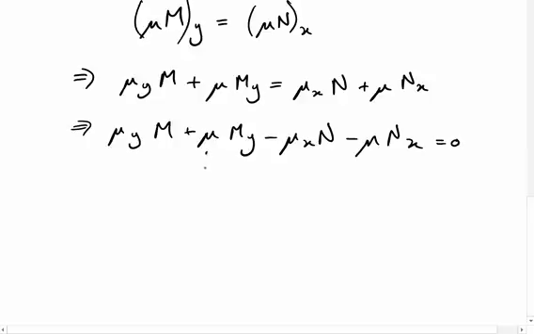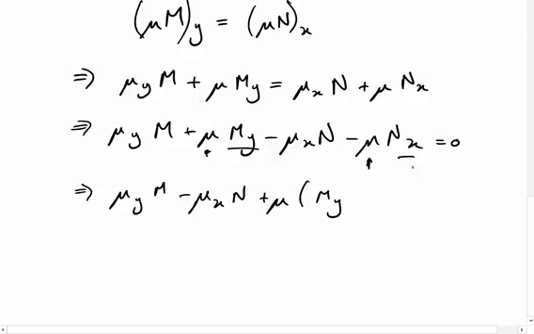Now I've got a mu here and I've got a mu here. So what I'm going to do is factor out a mu. So I've got mu y times M, can't really do much with that, and minus mu x times N. So I've got these two terms, but I'm going to factor out a mu now. So plus mu, lots of, what have I got? My minus N x. Okay, and that's equal to 0.